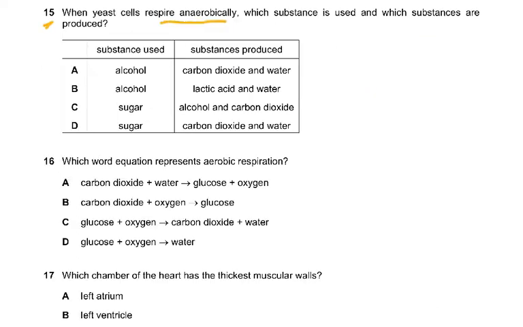Question number 15. When yeast cells respire anaerobically, which substance is used and which substances are produced? We know that sugar is used, and we also know that alcohol and carbon dioxide are produced. So the answer is C.